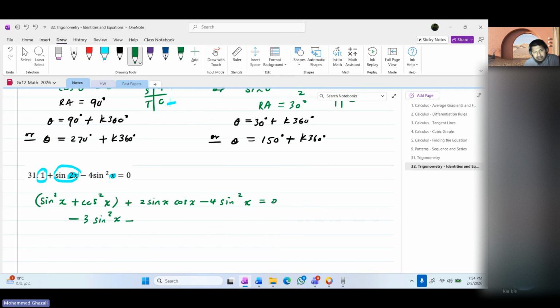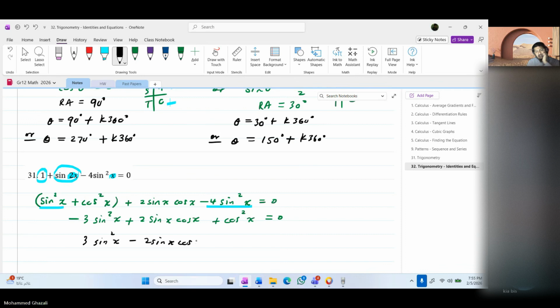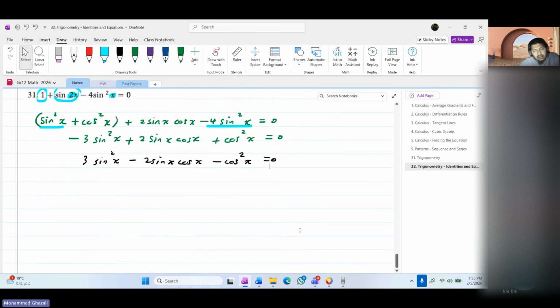The middle term can remain as plus 2 sine x cos x. And the last term can be plus cos squared x. So what did we do here? The only thing that we did was combine sine squared x and minus 4 sine squared x, because those are like terms. Write it in standard form: 3 sine squared x minus 2 sine x cos x minus cos squared x is equal to 0. So you can see you got a double angle and an identity substitution, and you're making a quadratic out of this.